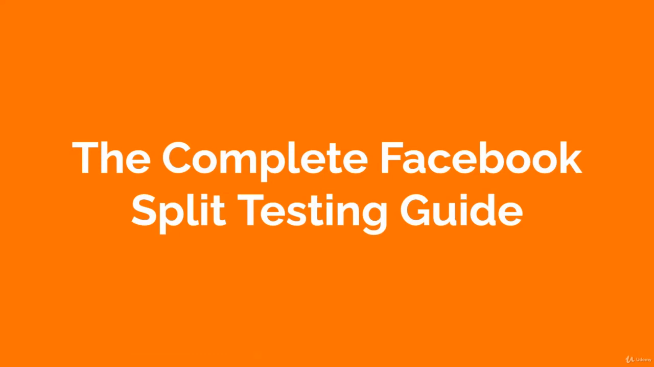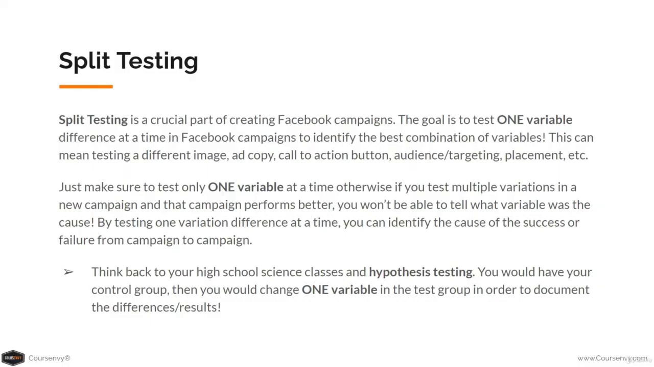The Complete Facebook Split Testing Guide. Split testing is a crucial part of creating Facebook campaigns. The goal is to test one variable difference at a time in Facebook campaigns to identify the best combination of variables. This can mean testing a different image, ad copy, call to action button, audience or targeting, placement, and so on. Just make sure to test one variable at a time.